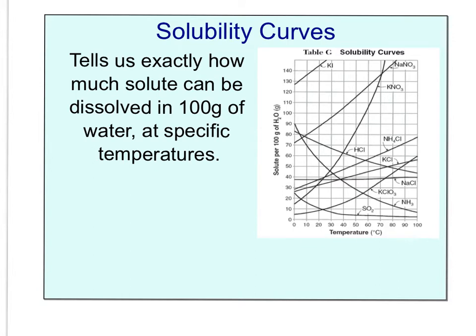What this tells us is exactly how much solute can be dissolved in 100 grams of water at specific temperatures. On our x-axis here we have temperature in degrees Celsius, and on our y-axis we have solute per 100 grams of water. So this is specifically a 100 grams of water scenario. As we go through, we'll talk about what happens if you don't have 100 grams of water. And on this particular curve we have various different solutes that can be used.